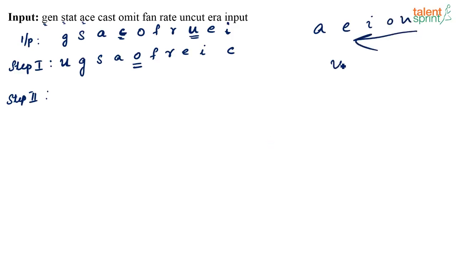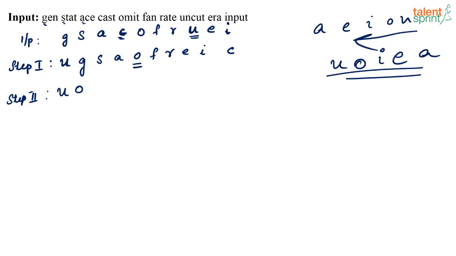So first the word that starts with U will come, then the word that starts with O will come, then the word that starts with I will come, then the word that starts with E will come, and then A. So this is the order that I am trying to do. So here I have U, then after U what do I have? I will have O here.